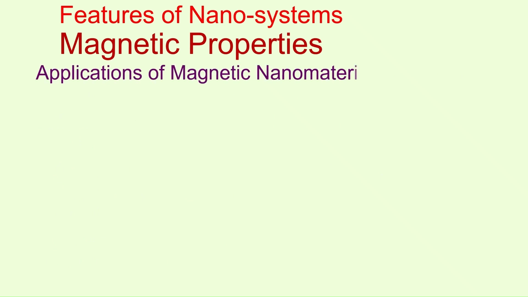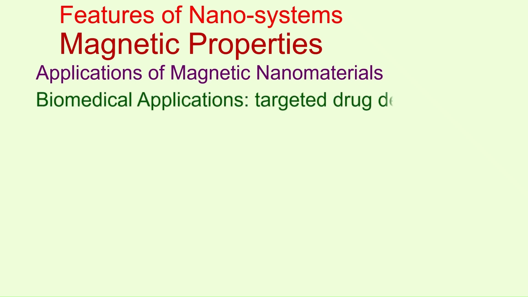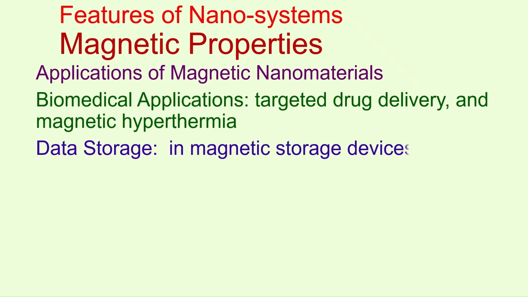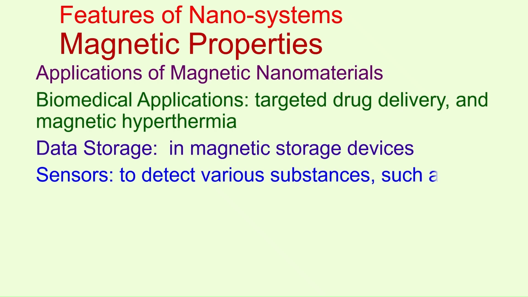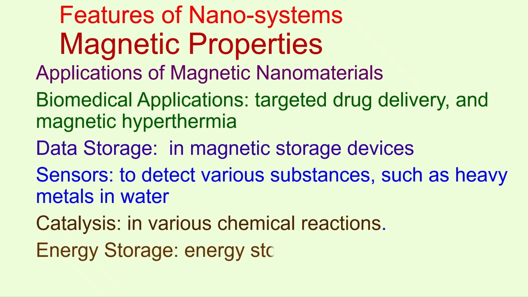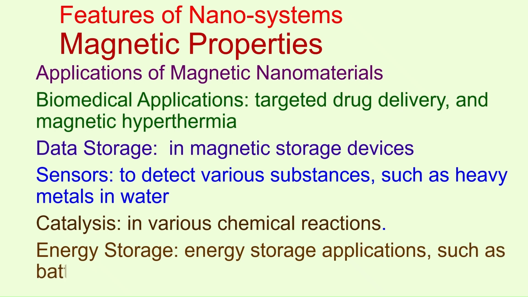Applications of magnetic nanomaterials in biomedical applications. Magnetic nanomaterials are used in targeted drug delivery and magnetic hyperthermia. For data storage, they are used in magnetic storage devices. In sensor applications, they are used to detect various substances, such as heavy metals in water. Being very small, they are good catalysts in various chemical reactions. Energy storage applications, such as batteries and supercapacitors.